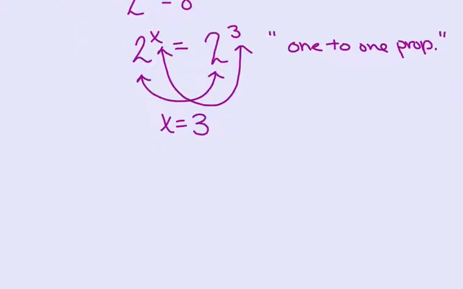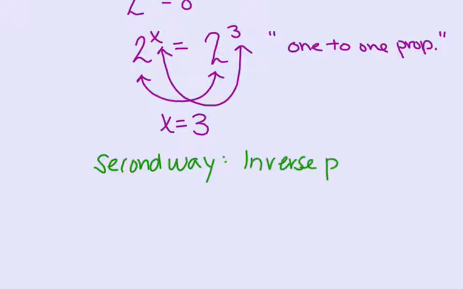Now I'm going to show you the second way by using an inverse property. We're going to use the inverse property to simplify it. So we have that logarithm base 2 of 8 equals some number. What I'm going to do is go ahead and throw an x at the end.